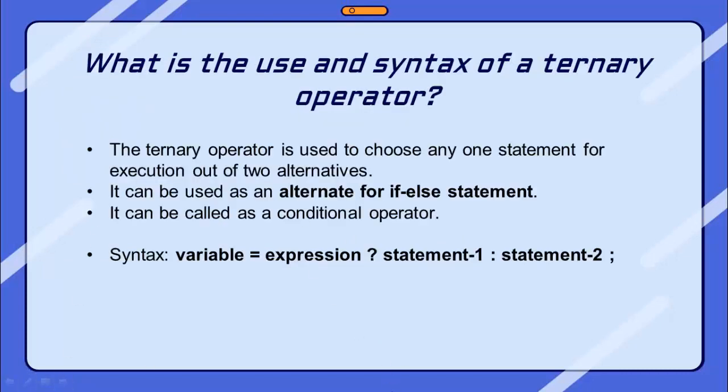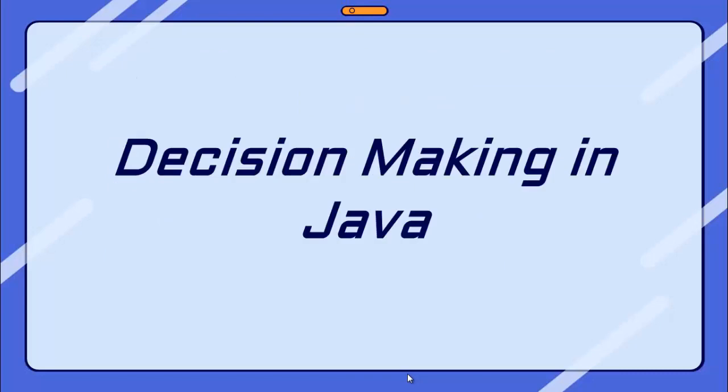What is the use and syntax of the ternary operator? The ternary operator is used to choose any one statement for execution out of two alternatives. It can be used as an alternate for the if else statement. It is also called the conditional assignment operator. Syntax is variable = expression ? statement 1 : statement 2; Decision making in Java.